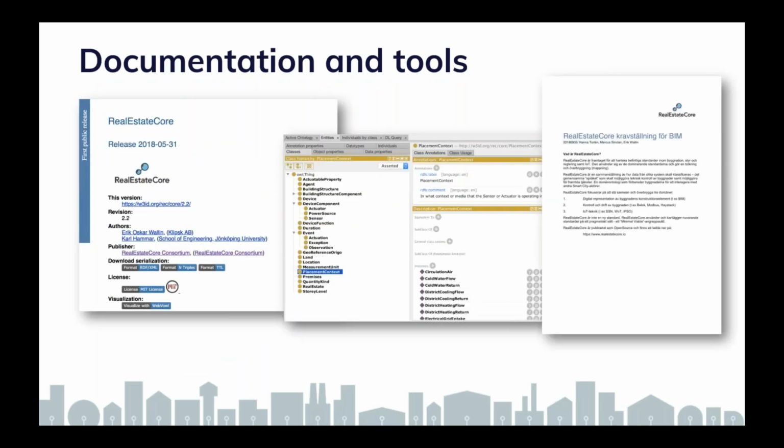Documentation and tools. We are working very hard on making documentation, and especially again, since this is for property owners, we are making these requirements. When we are buying a new construction or some sort of refurbishment, here's an example of one in Swedish where we have a requirement for doing BIM. We have the same for doing requirements for building automation systems.